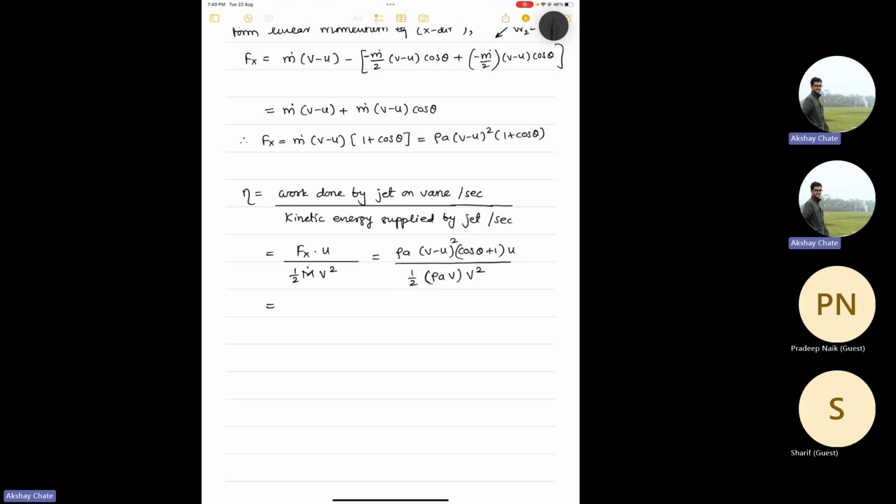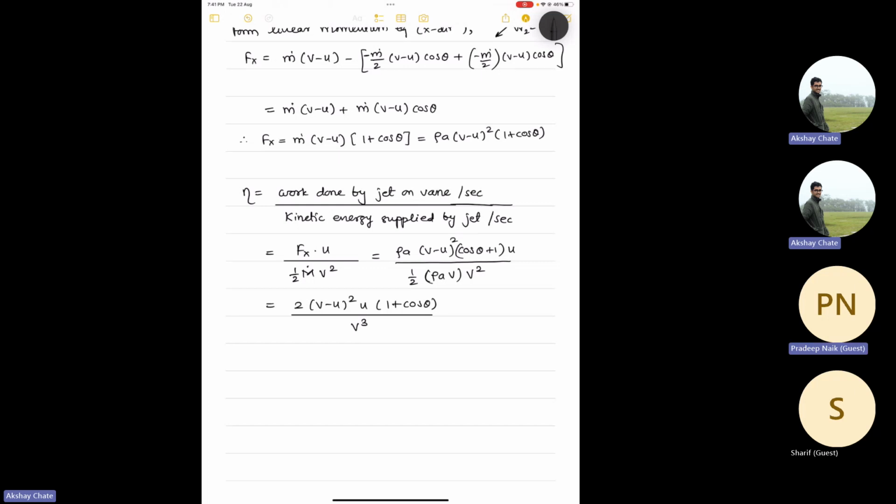So if you further simplify, the half goes up, rho a gets cancelled, it becomes (v minus u) square into u into (1 plus cos theta) divided by v cube. I hope everybody is with me. We'll stop in some time.